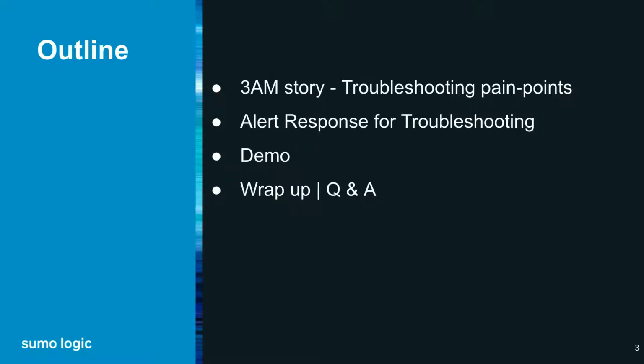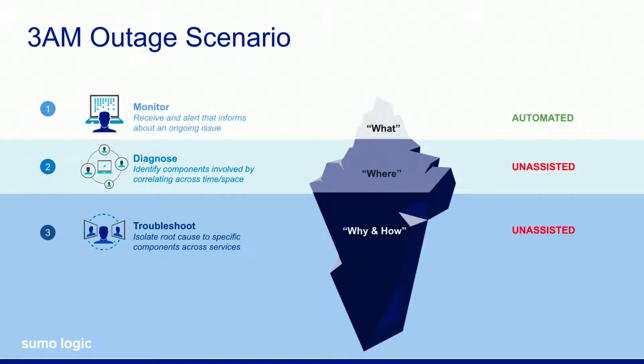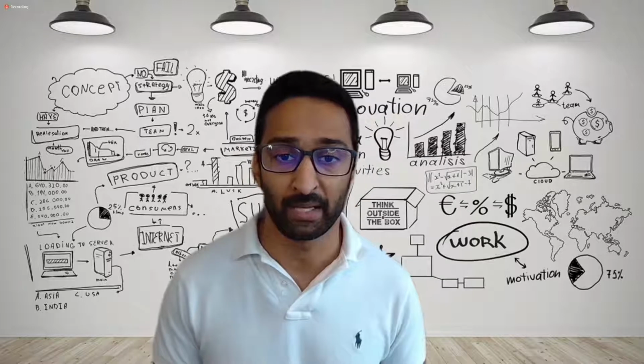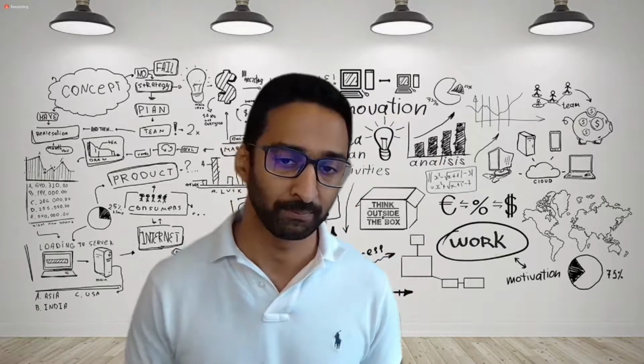So what are the steps in a troubleshooting process? The way we look at it today, there are 3 basic steps that any on-call engineer will follow to troubleshoot issues in production. It starts with the monitor step, where they will get notified about an issue. This is essentially the what. Then you move on to the diagnose step, where the on-call will try to identify components that are involved with this issue. This is the where. And finally, you get into the troubleshooting stage, in which you're trying to isolate the root cause to a specific component out of all the components that you've identified. This is the why or the how, essentially.